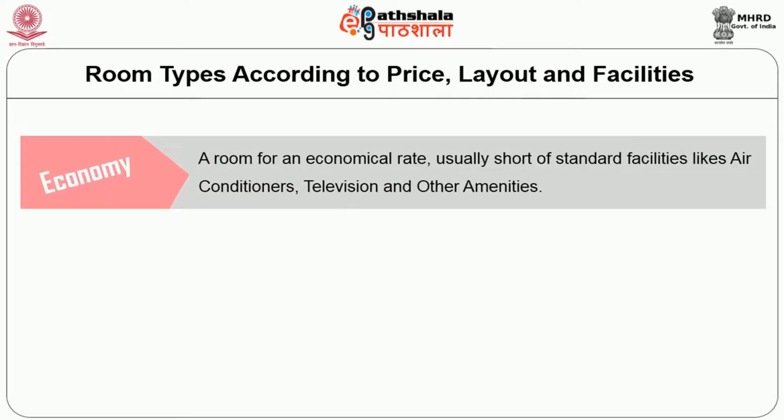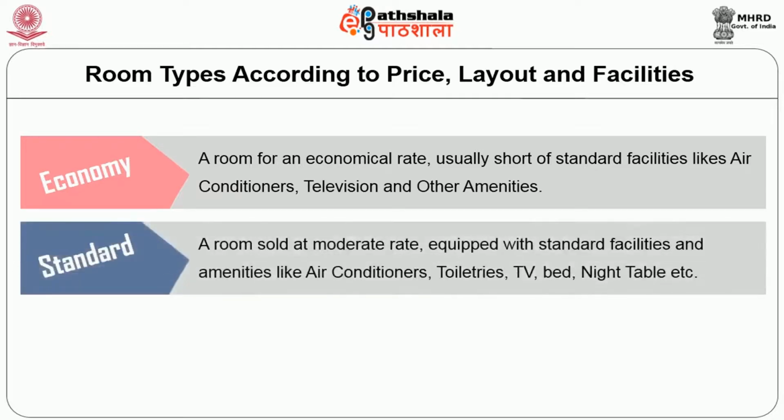A room for an economical rate, usually short of standard facilities like air conditioners, television and other amenities, is also said to be a budget room. The other type of room is the standard room, a room sold at a moderate rate, equipped with normal standard facilities and amenities like air conditioners, toiletries, televisions, beds and night tables, all provided in the room just to make the room appear good.